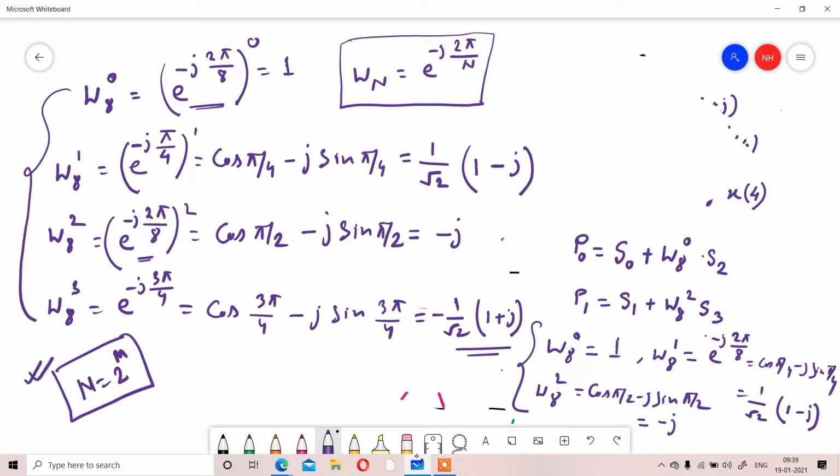And already I have told you, if the value of n does not satisfy this 2 to the power m condition, then you have to add 0s to satisfy that condition. That means if you have 5 inputs, you will add 3 extra 0s and make 8 inputs. If you have 3 inputs, you will add 1 extra 0 to make 4 inputs. You just need to satisfy that condition.